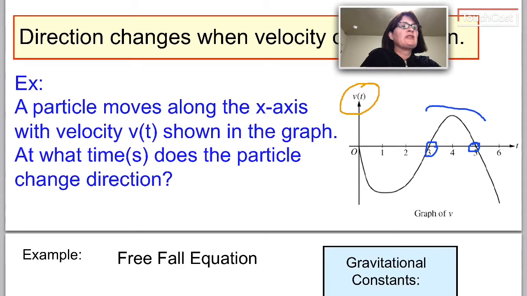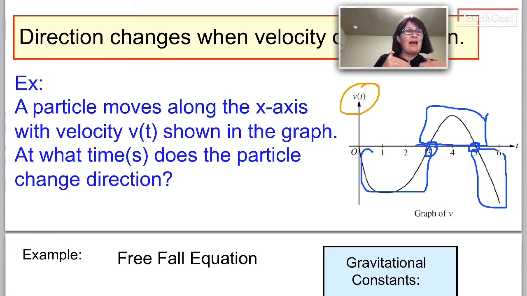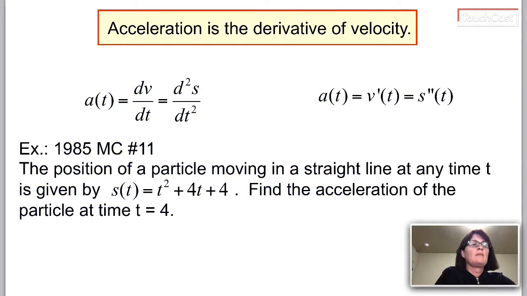Notice in this section of the graph, the velocity is positive. I can tell that because the velocity is above the input axis. And in these sections, velocity is negative because the output values, the v values, are below the input axis. So again, the particle changes direction at time 3 and time 5 because velocity changes sign, S-I-G-N, at those times.